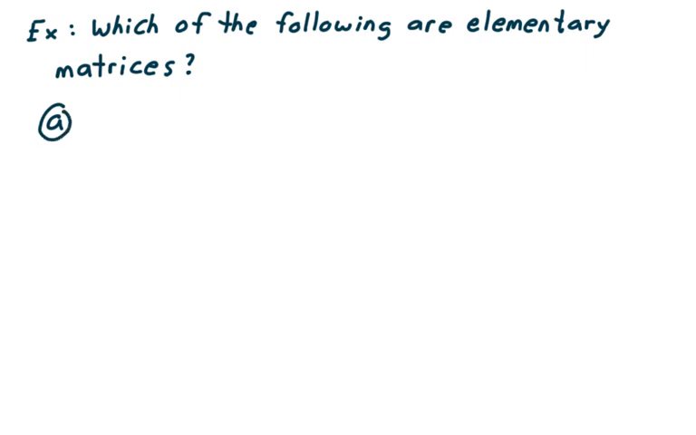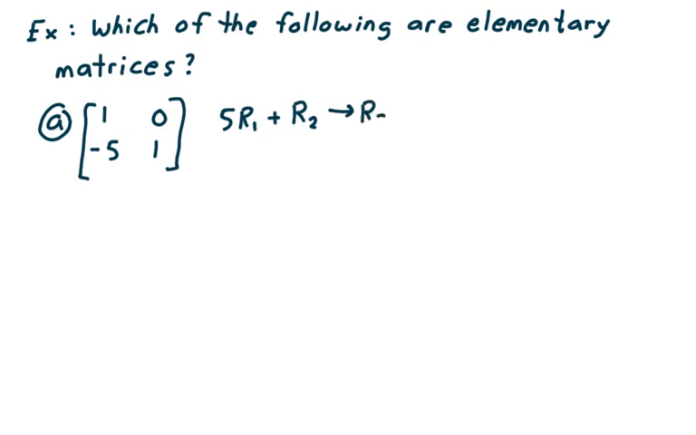Let's take a look at part A. Suppose I give you the matrix 1, 0, negative 5, 1. Can I get the identity matrix back by performing a single elementary row operation? And I would submit to you the answer is yes. Why? Because if I take 5 times row 1, add it to row 2, and put the result back into row 2, that's one operation, and look at what I get. I get 1, 0, 0, 1, and that's the identity matrix.